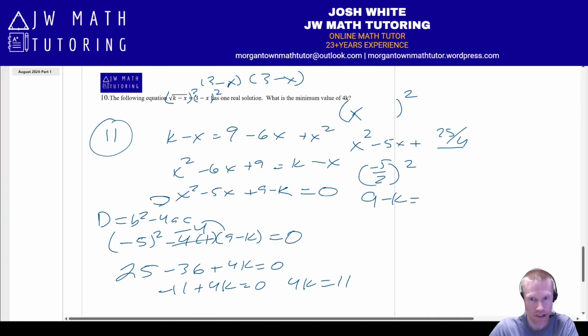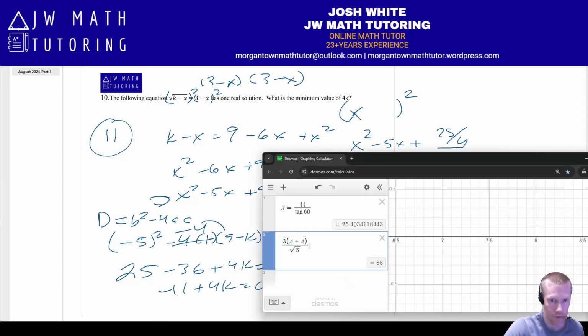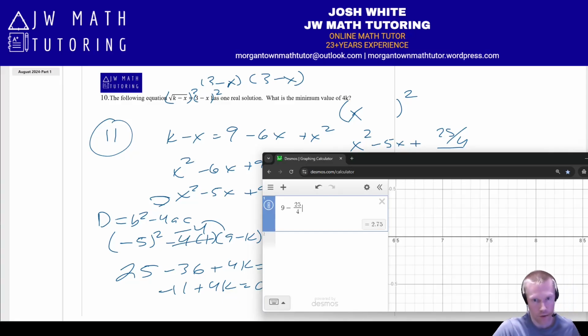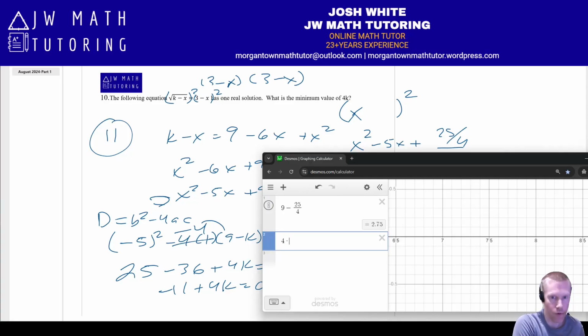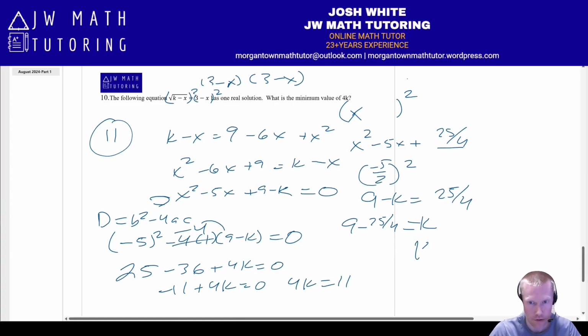So that means 9 minus k is equal to 25 over 4. If you go ahead and solve that, k is equal to 9 minus 25 over 4. So you just go to Desmos. Okay, that's the value of k, and then just multiply that by 4. 4 times 2.75 is 11. So you could solve for k and get k equals 2.75, so then 4k is just 4 times that, which is 11. So that's an alternate way to go through it.